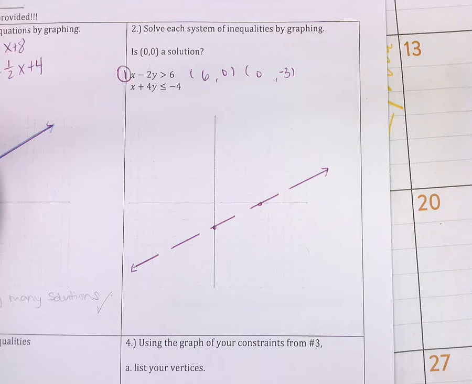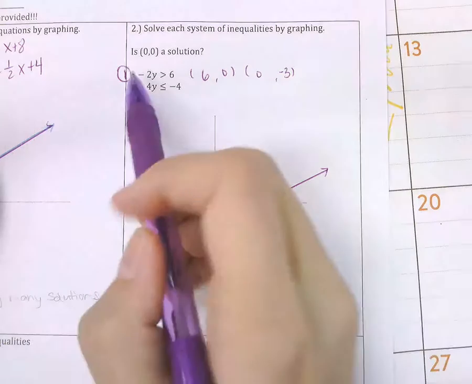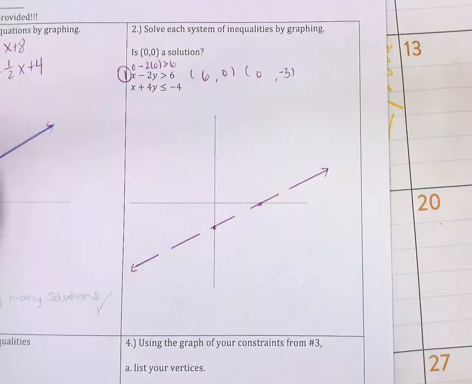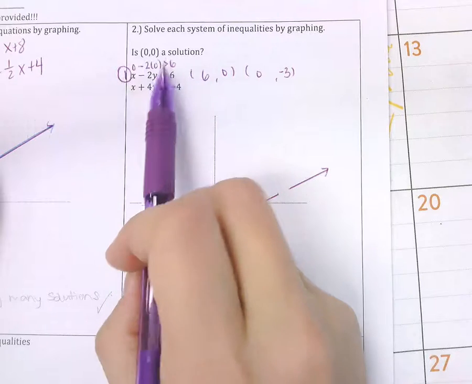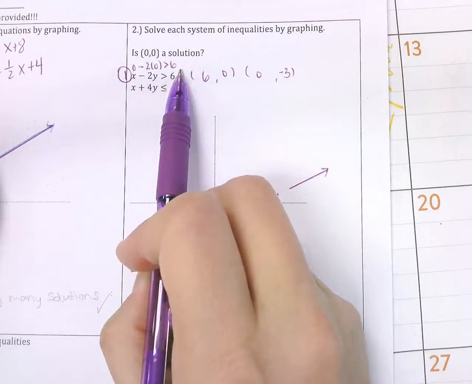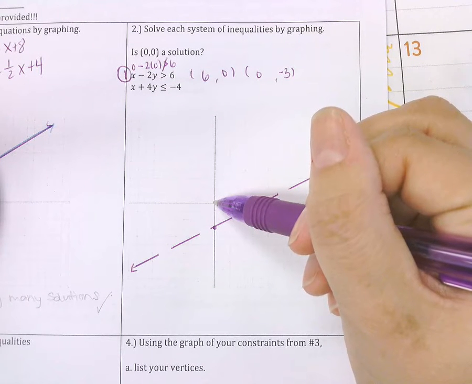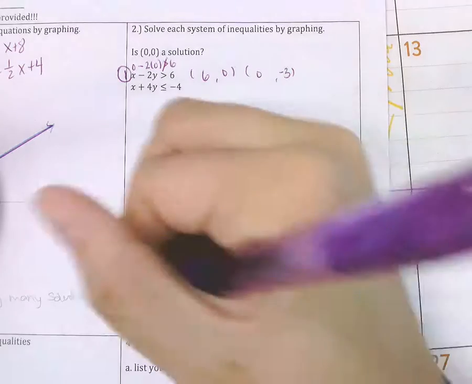If you're trying to figure out where to shade, you can test a point. The easiest point to test is 0, 0. So what you do is you plug in 0 for x and y, and then you determine if that is true or not. So you get 0 is greater than 6. Incorrect. So this is where 0, 0 is. If it's not true, you don't want to shade it because that would mean it's a solution. So you're going to shade this way.